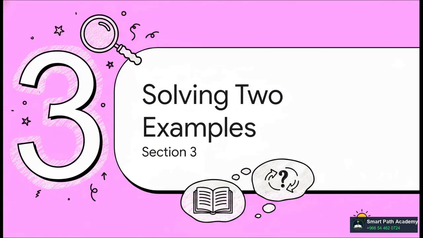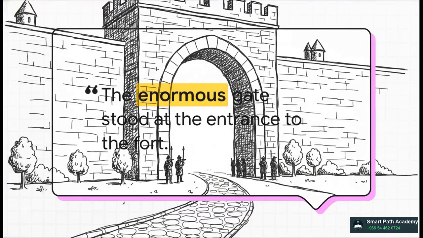Okay, Section 3, solving 2 examples together. Let's take these tools and see how they work on a real text. Take a look at this sentence. The enormous gate stood at the entrance to the fort. Notice our target word here is enormous. It's describing a gate at a fort. We need to use this specific context, the entrance to a literal fort, to measure the word's intensity. What is the author really trying to make us picture here?